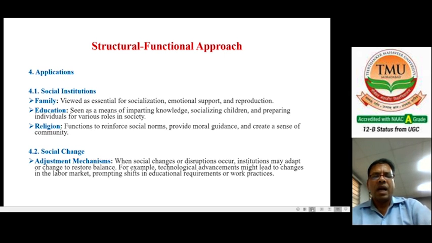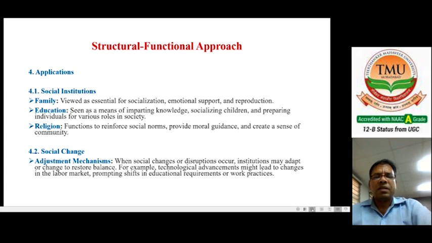Education is seen as a means of imparting knowledge, socializing children, and preparing individuals for various roles in society. This is the structural functional approach, and through imparting knowledge and socialization, persons are prepared for different roles in society.